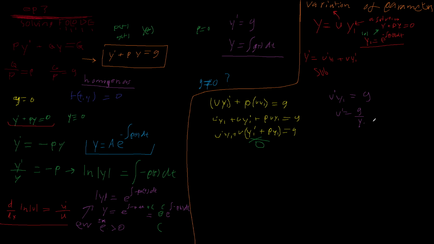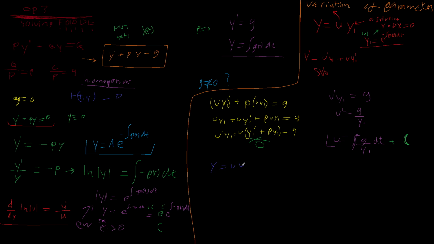And then what we can do is we can solve for u, where u is just going to be the integral of g over y1. And then we also have to consider dt, and then we also have to add our constant. So I'm going to add that in green. Plus c. Don't forget your plus c. Now remember, we haven't solved this. We've only found u, and we already know what y1 is. So you have to combine this.